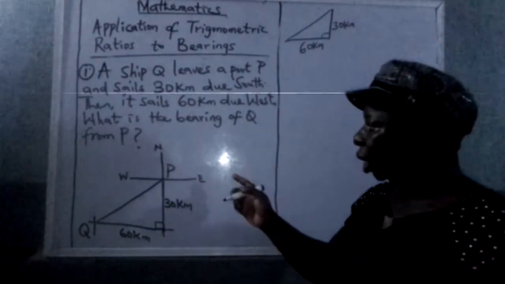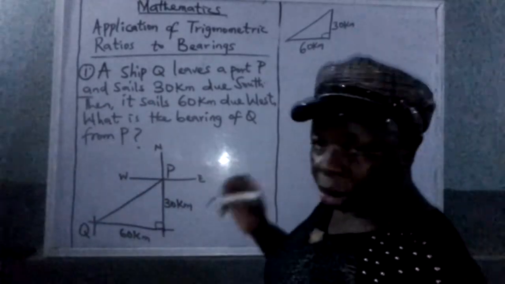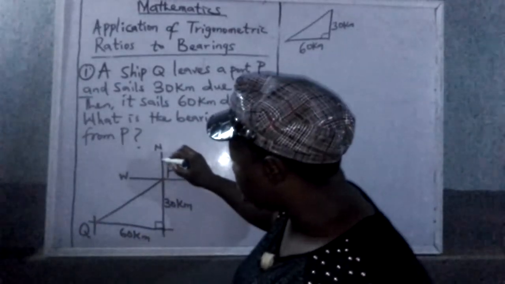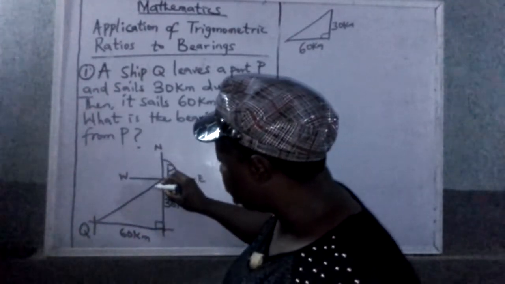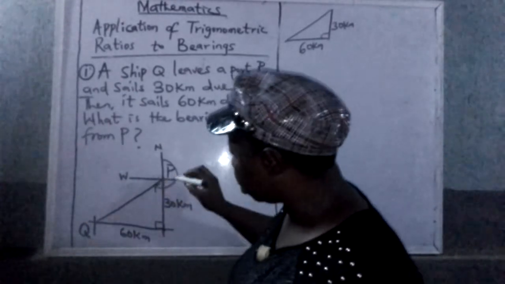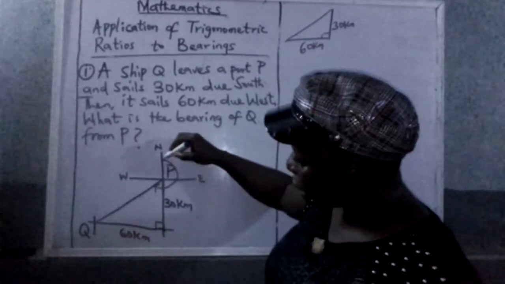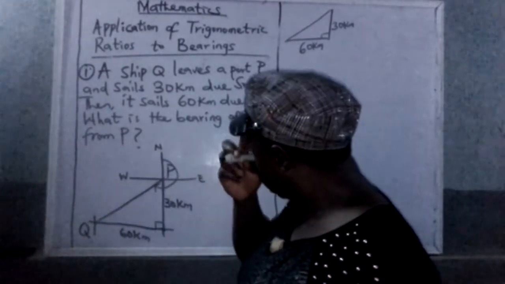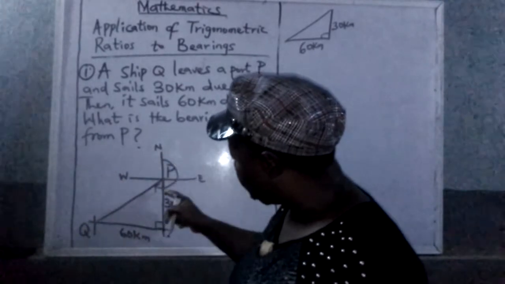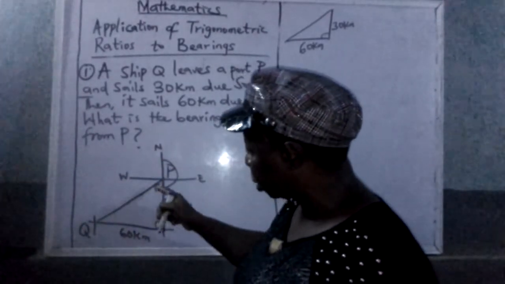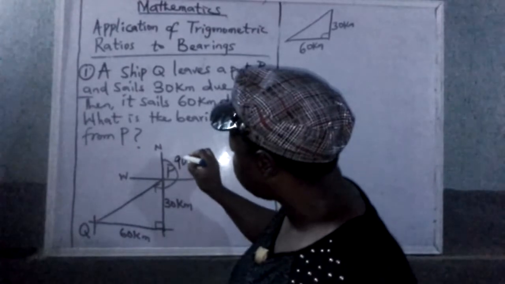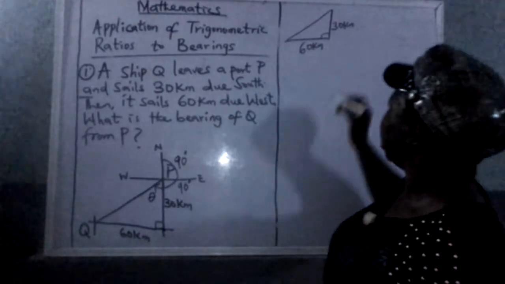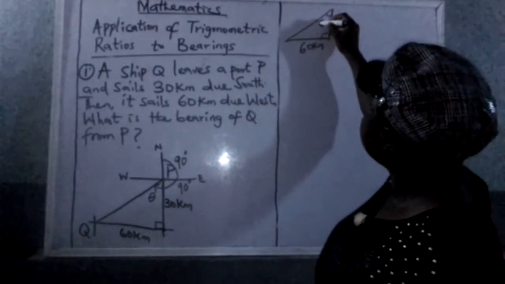The question is from P. What is the bearing of Q? I told you the other time that you must start the movement from the north. So you continue going until you get to that line joining P and Q together. Don't forget this is the line towards the north. So we need the whole of this angle from this place to this line. Now we know that this is 90 degrees. This is also 90 degrees, but we don't know this angle. So let's call it theta.